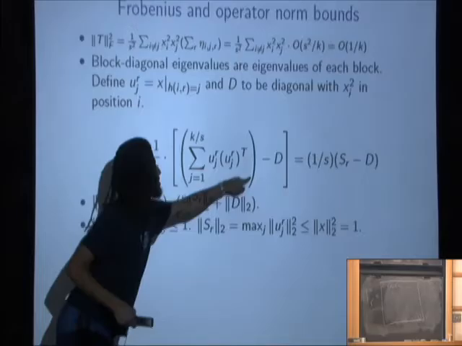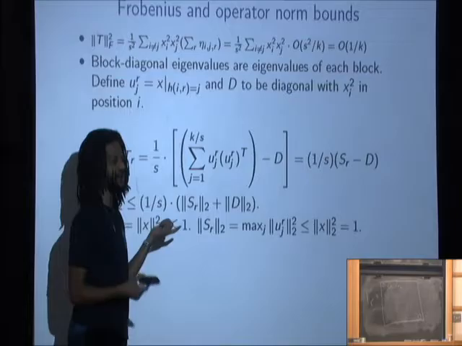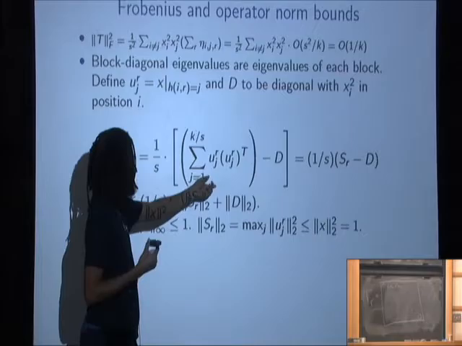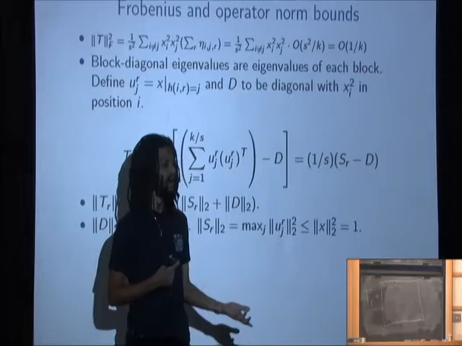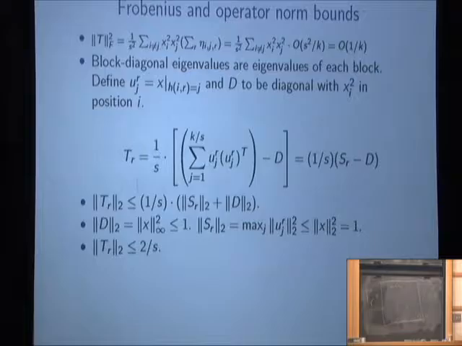What's the largest eigenvalue of this other matrix? Well, these u_j's are the eigenvectors, and they span the image of the matrix. So the eigenvalues are the L2 norm squareds of them, which is at most 1. So the operator norm is at most like 2 over s. In fact, it's actually at most 1 over s, but whatever. That doesn't matter so much.